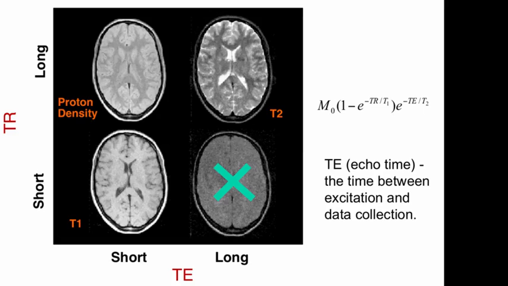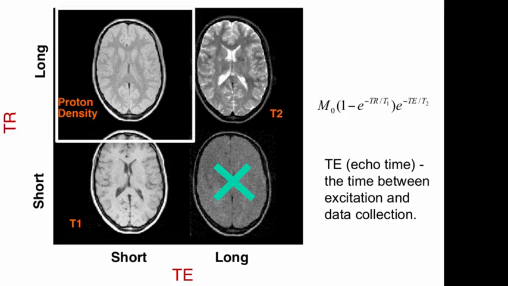If we instead choose the TR to be long and the TE to be short, well then the first exponential is going to be 0 and the second one is going to be close to 1. So hence the signal will be roughly proportional to M0. And so that's the net magnetization, and that's in turn proportional to the number of protons that we're scanning. And so in that case we'll get what's called a proton density image.